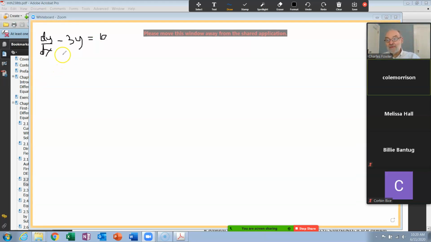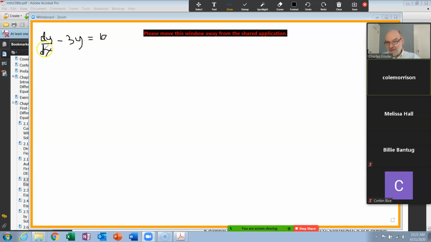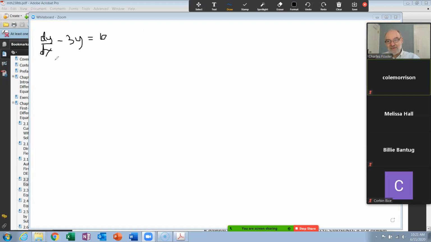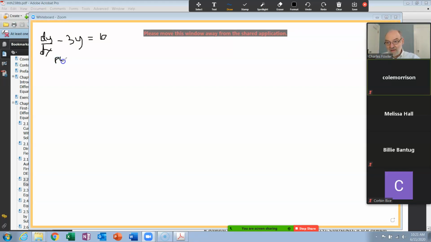What's our first step? Make sure you're in standard form. Coefficient of the dy dx can only be a 1. It is. So once you're guaranteed you're in standard form, then identify what your p of x is. And that is your minus 3 again, just like we had before. So do you need to go through all that, or can we jump right to where we left off before? I wish I'd have left that on the screen now. The p of x is equal to minus 3.